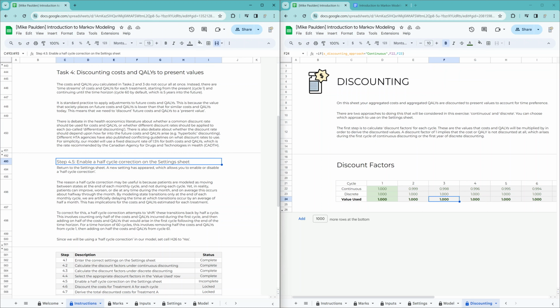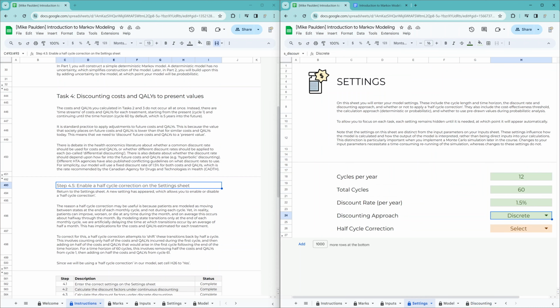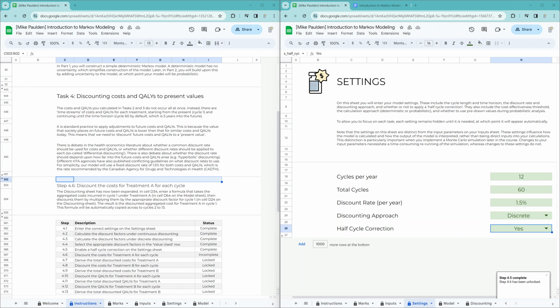Enable a half cycle correction on the settings sheet. Okay, so let's go back to the settings sheet, and we have a new setting here, half cycle correction, and we're going to select yes. And I'll let you read in the instructions about what the half cycle correction is, but in a nutshell, when you have a Markov model or any other kind of state transition model where patients move at discrete time points, right? Patients, they can only move at the end of a month.